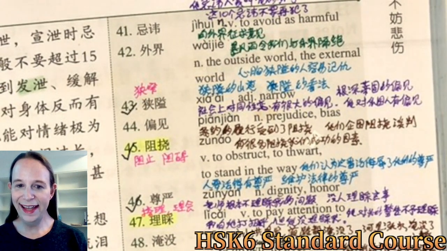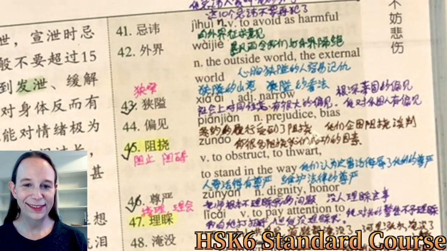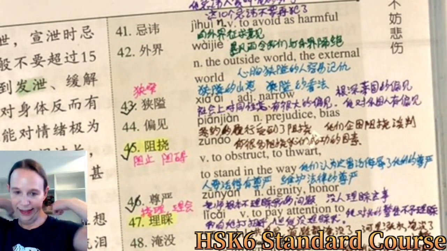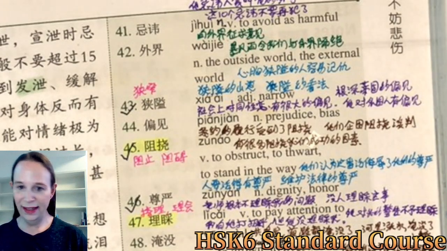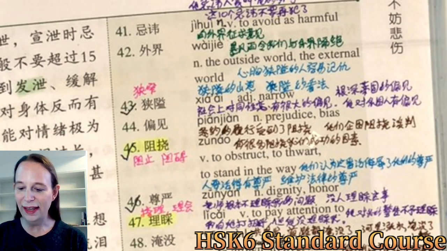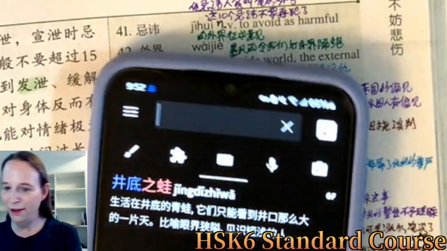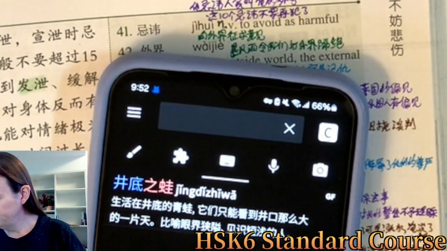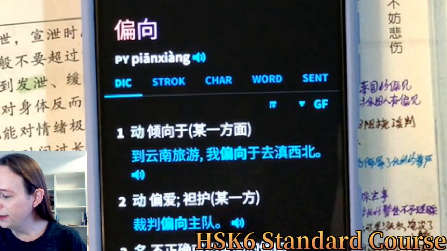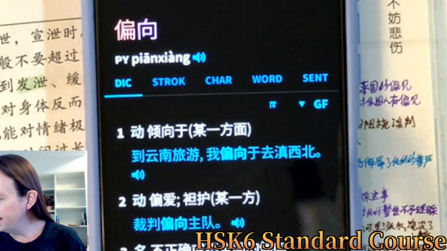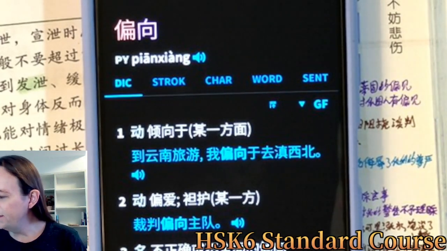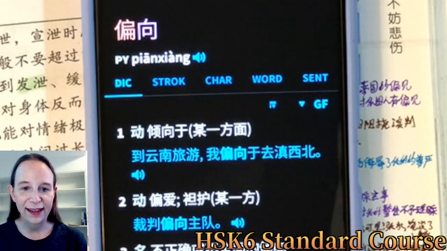All right, next is 偏见. So we're getting onto some topics here, aren't we? 偏见, prejudice, bias. First of all, if you want to use a word like preference, you might be better off using 偏向. You often use 偏向于 or 倾向于 works as well. 我偏向于去滇西北.